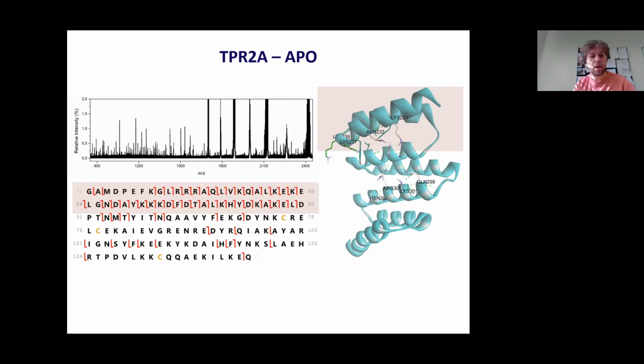And just to analyze, if we see a fragment like this, it might indicate that you're binding to that key lysine. However, what this data actually means is that it's binding somewhere in that region of the protein. So it's not too useful.